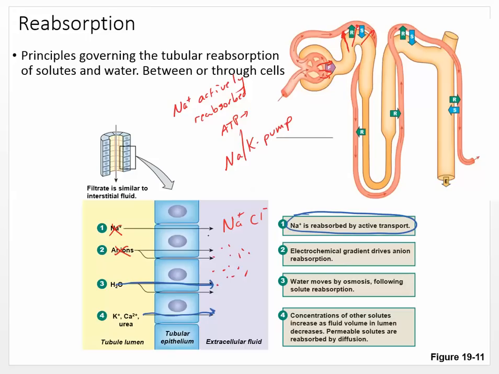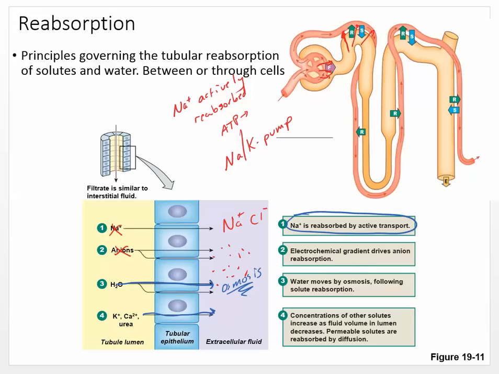The chloride will follow it. Once those salts leave, the water will move through osmosis. That's how the water moves. And then the potassium, the calcium, and the urea will all follow suit. They'll all say, well, it's getting very, very concentrated in here. My concentrations are building up. Everything is leaving, and so they will then also leave.